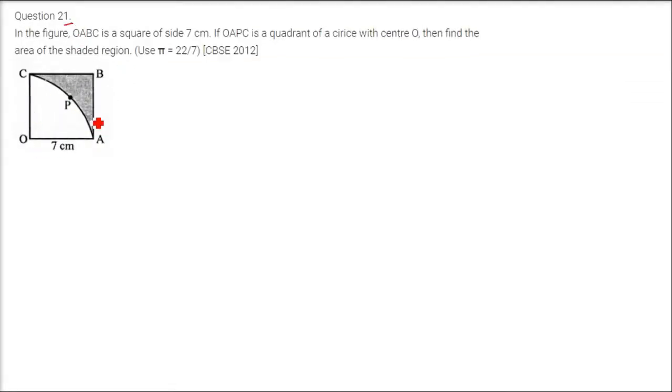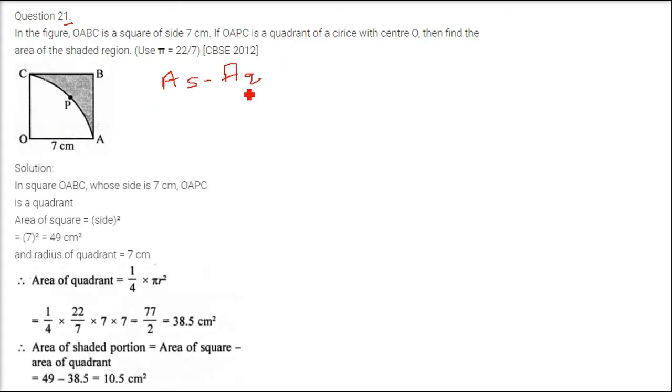In this figure OACB, this is a square. So we have a square of 7 centimeter side. If OAPC, that means this white region, is a quadrant of a circle with center O, then find the area of the shaded region. So what we will do, we'll find the area of the square, and we will subtract the area of the quadrant from here.